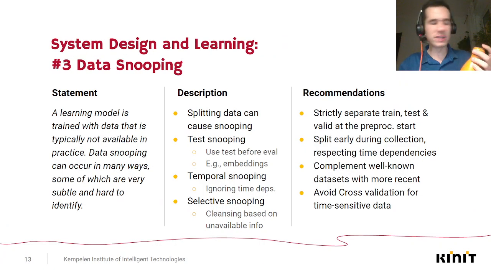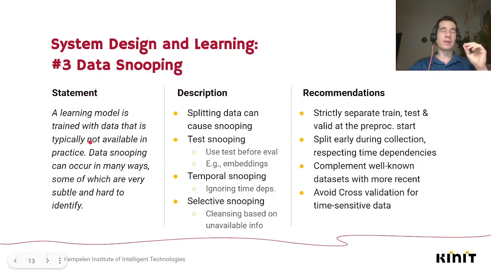Sorry, I clicked twice. So problem number 3 is data snooping. What is data snooping? Basically, it's a state when our model is trained with data that is typically not available, or shouldn't be available in practice. It can occur in many ways which are subtle and very hard to identify.